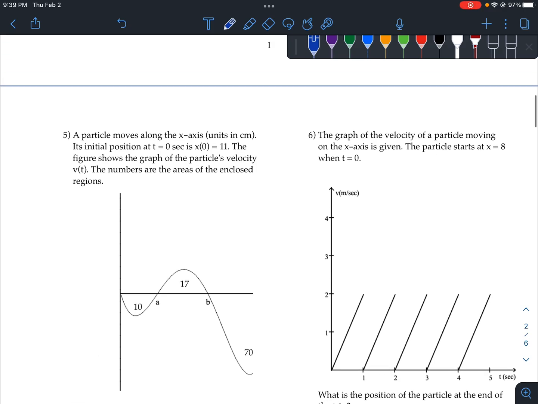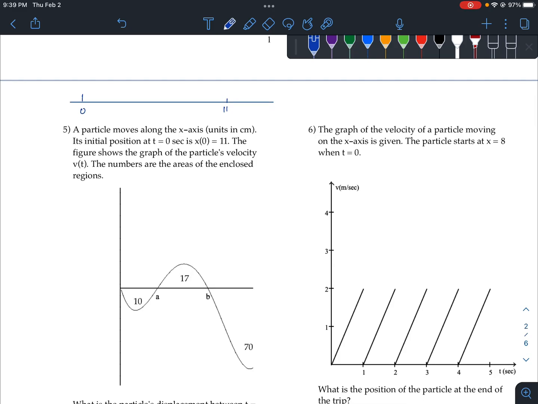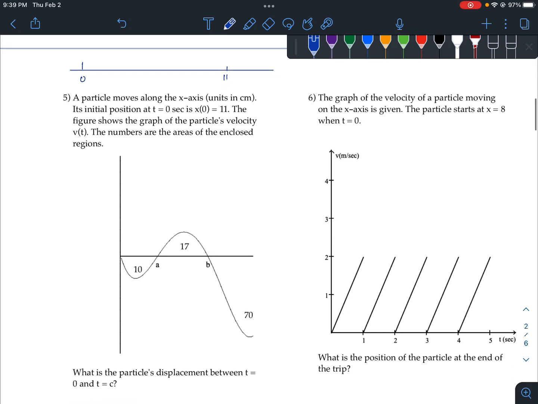So you have your line that the particle is moving left and right on. Let's say this is 0. Whenever t is 0, the particle is at 11 centimeters. Okay, and then let's see. The figure shows the graph of the particle's velocity. The numbers are the areas of the enclosed region.